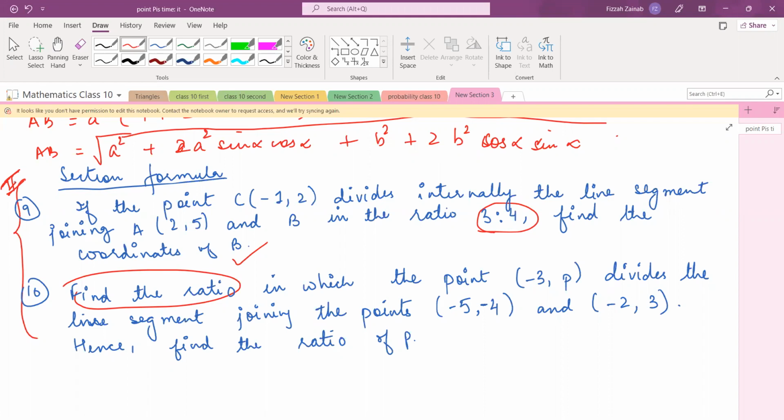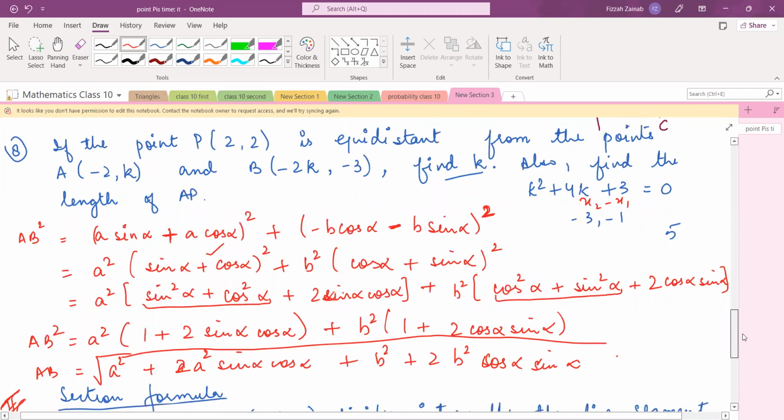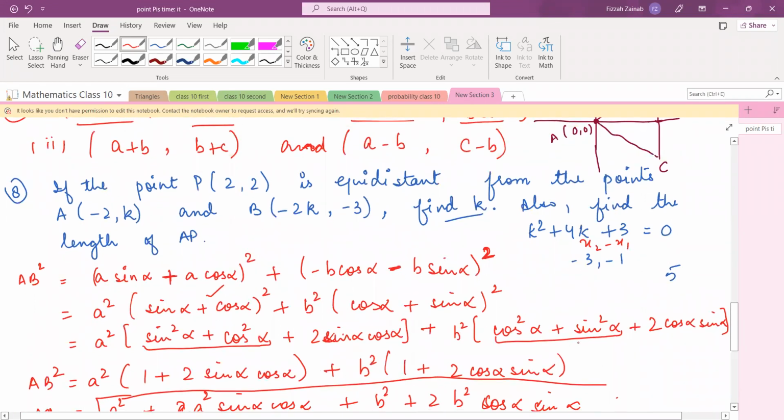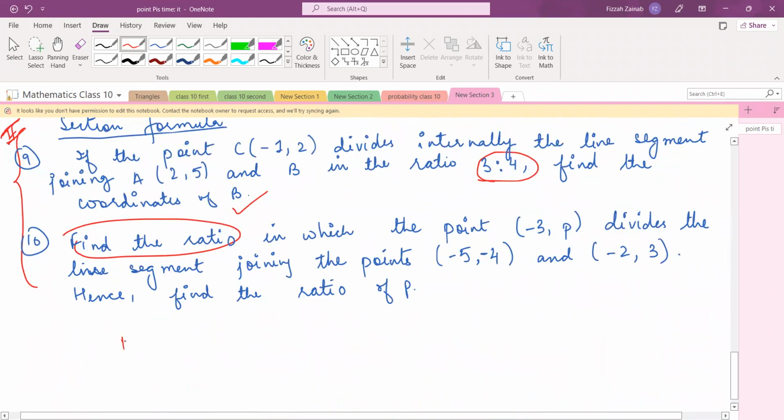Ma'am, in the 8th question, neither of them are getting 5. You are getting 5. No, ma'am, I'm not getting. You are not getting. Okay, let us find out. So if the point P is equidistant from the point A, the coordinates of A are -2 and if I take it -3, let me do it here. Can you tell me the coordinates of P?